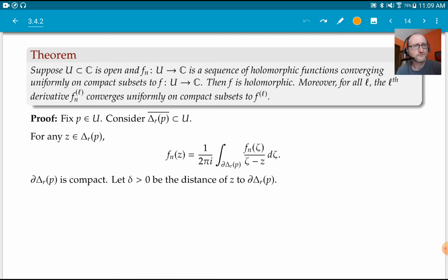That's what we want to do. We want to be able to move the limit from the outside to the inside. We know that the limit of this thing exists, I mean, it is f. We're just trying to think, can we move it inside? We know that the boundary is compact. So in particular, one of the consequences is that if I take the distance from z to the boundary, it's some positive number. Let delta be the distance.